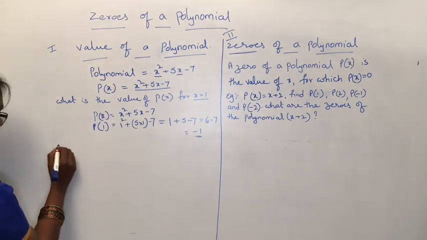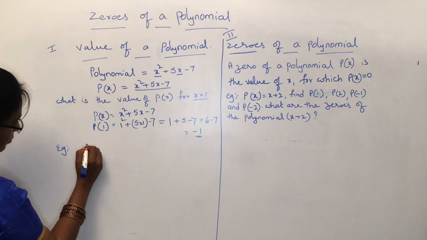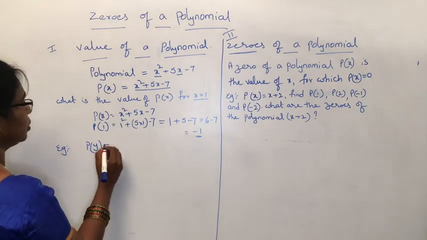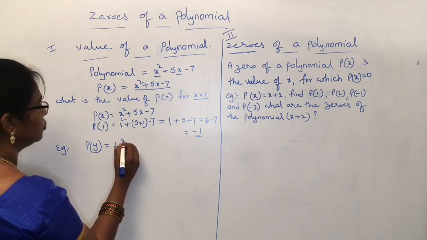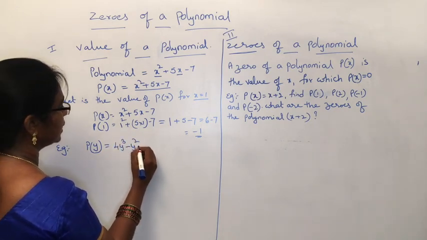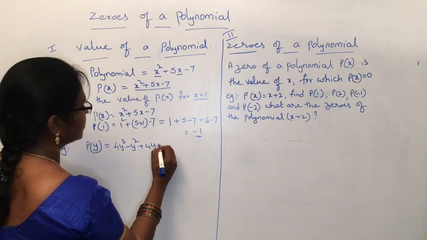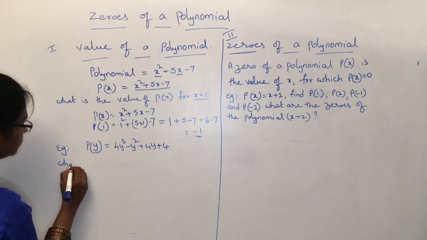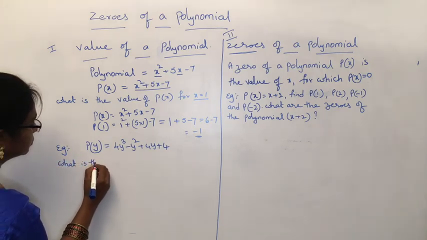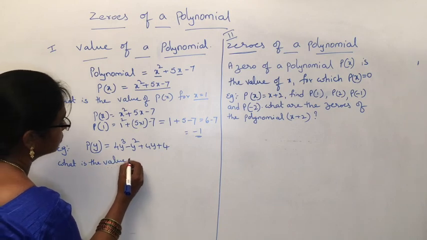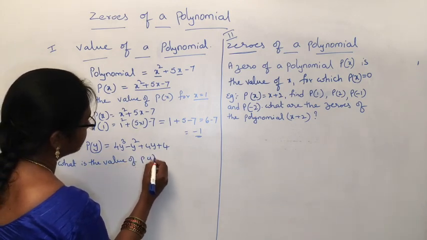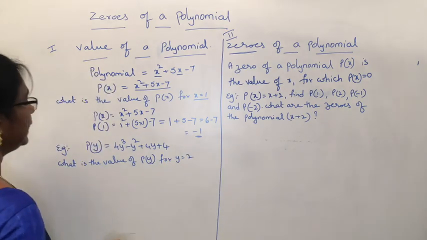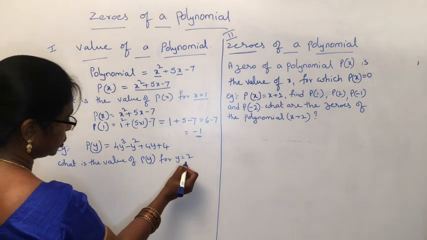One more example. P of y is equal to 4y cube minus y square plus 4y plus 4. Then what is the value of P of y for y is equal to 2? Then instead of y what do we have to substitute? 2.